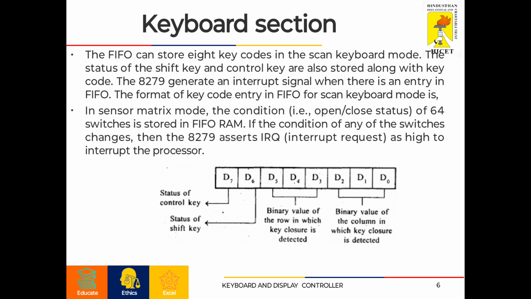If you press any key, the corresponding row and column codes will be enabled using this scanned keyboard mode. In the sensor matrix mode, the condition of 64 switches is stored in the FIFO RAM. If the condition of any of the switches changes, then 8279 asserts the interrupt request line high to interrupt the processor. The keyboard section is over.